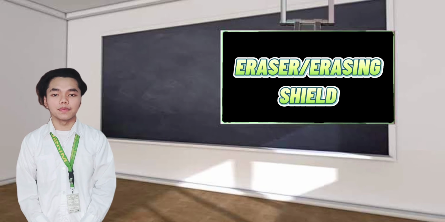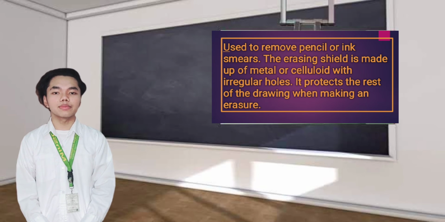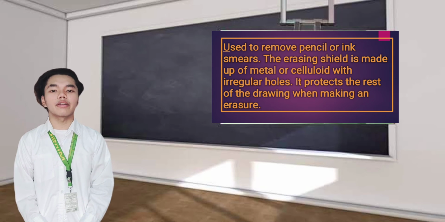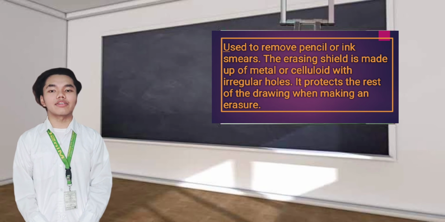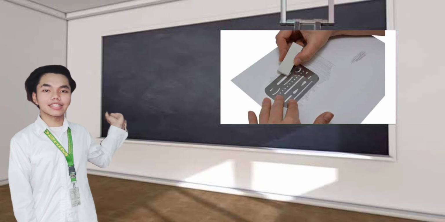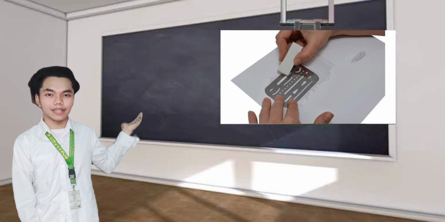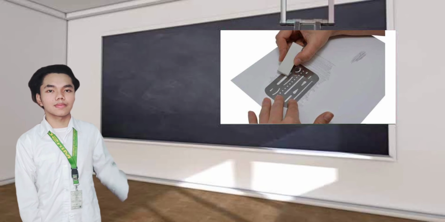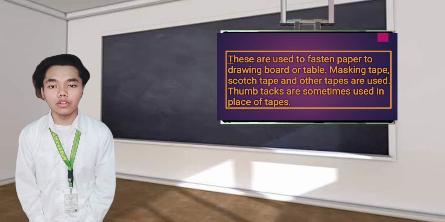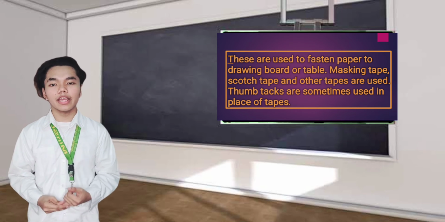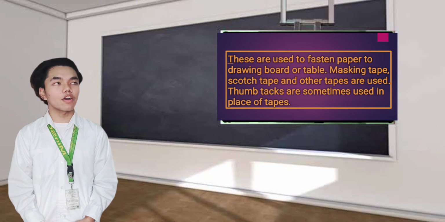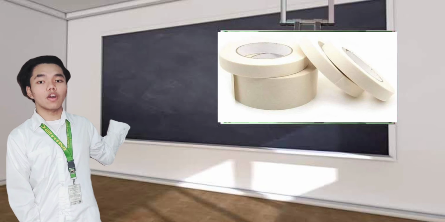Eraser and erasing shield, used to remove pencil or ink smears. The erasing shield is made of metal or celluloid with irregular holes. It protects the rest of the drawing when making an erasure. Here are examples of eraser and erasing shield. Okay, next, the tapes. These are used to fasten paper to the drawing board or table. Masking tape, scratch tape, and other tapes are used. Thumbtacks are sometimes used in place of tapes. Here are examples of tapes.